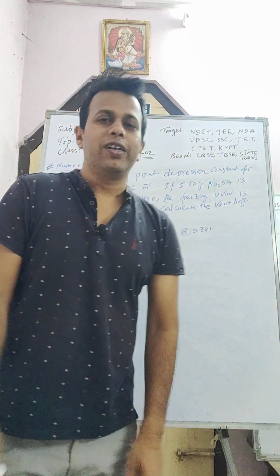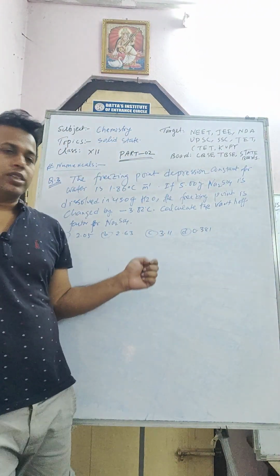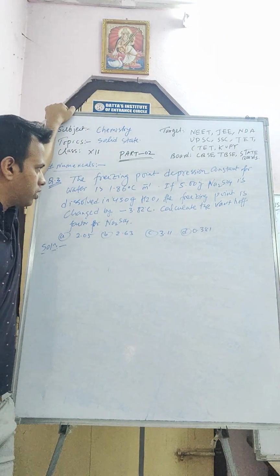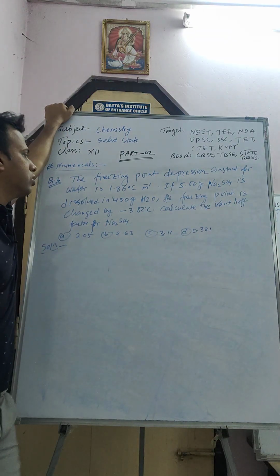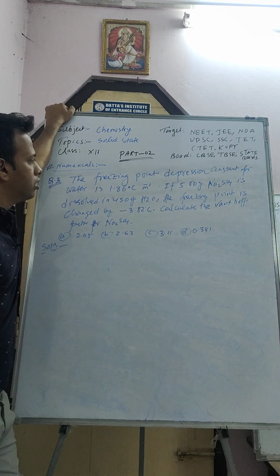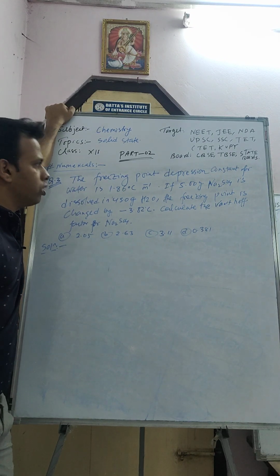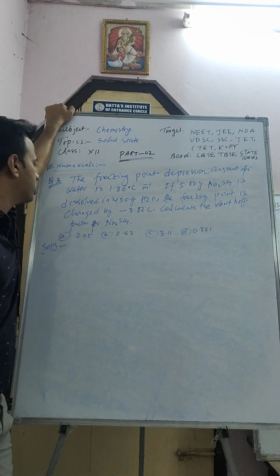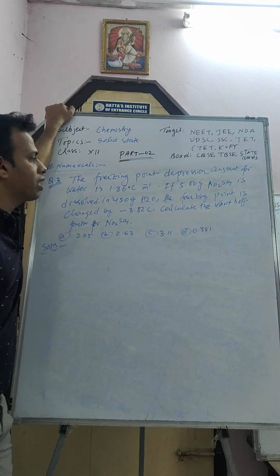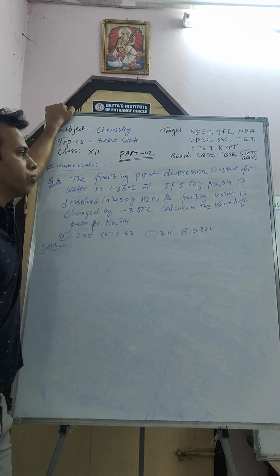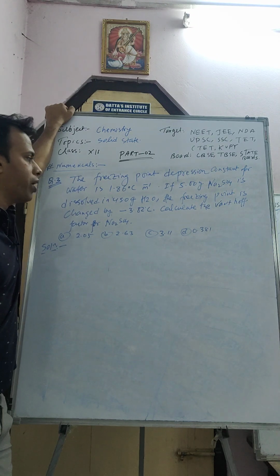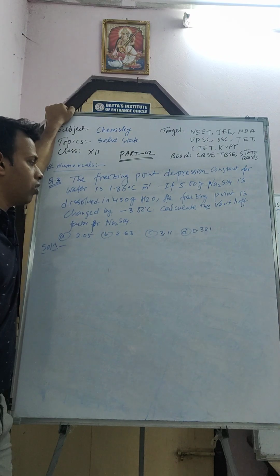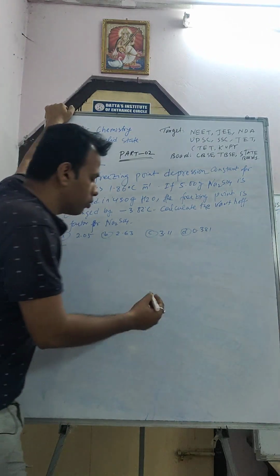Hello student, so our next question, question number 3: the freezing point constant for water is 1.86 degree per mole. If 5.00 gram sodium sulfate, that is Na2SO4, is dissolved in 45 gram of water, the freezing point is changed by minus 3.82 degrees C. Calculate the van't Hoff factor of Na2SO4. So we have to find out the van't Hoff factor of Na2SO4.